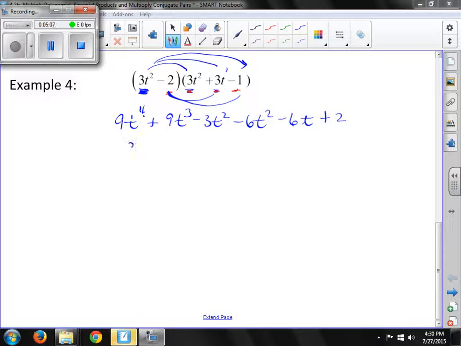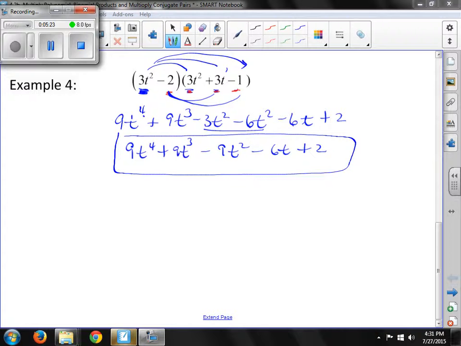When I add these, I'll have 9t to the 4th plus 9t to the 3rd. I'll have to combine these. Negative 3 and negative 6 would make negative 9t squared. Bring down the negative 6t and the plus 2. Final answer on that problem.